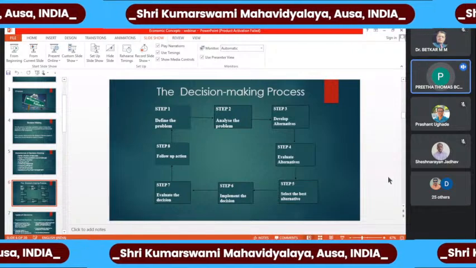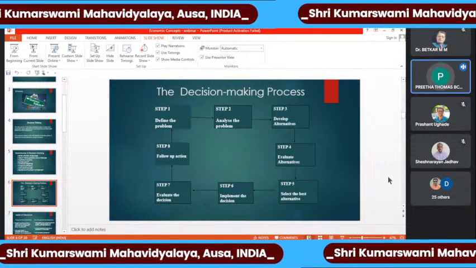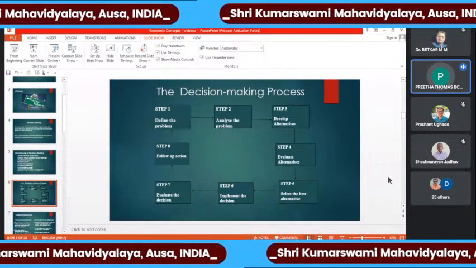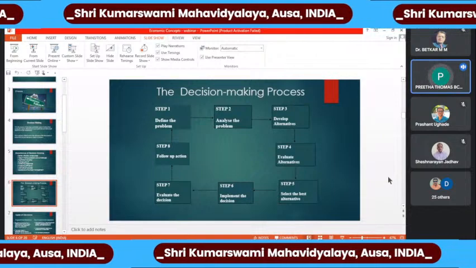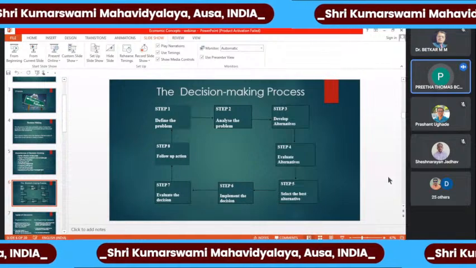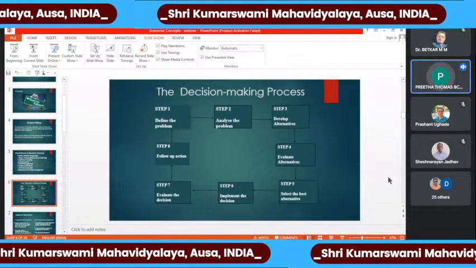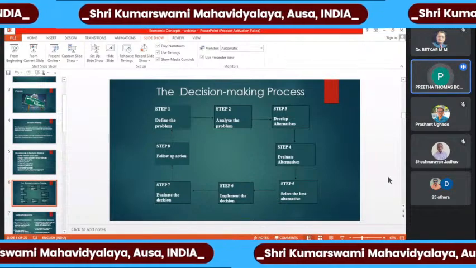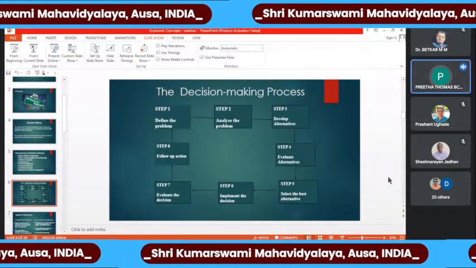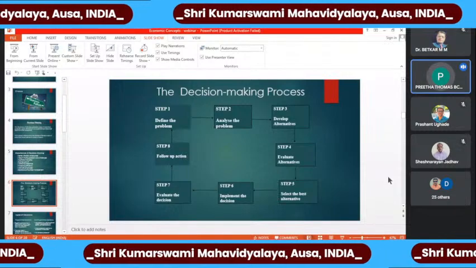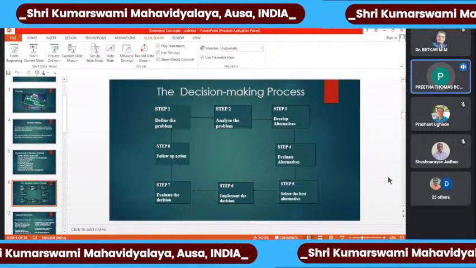The periodicity of the decision. Periodicity of the decision means how often I have to take this decision. And most important is what is known as limiting factor or strategic factor. When we analyze a problem, we have to analyze the problem using all these things: the nature of decision, the impact of decision, the futurity of decision, the periodicity of decision, and last and most important, the limiting factor or strategic factor. Now, what is the meaning of this limiting factor?